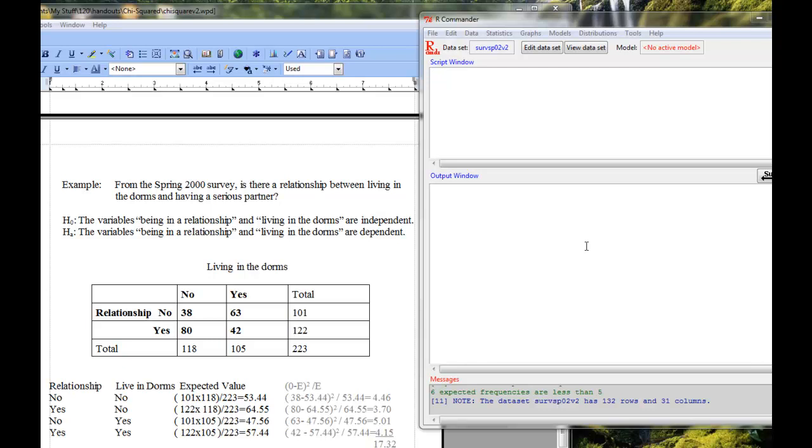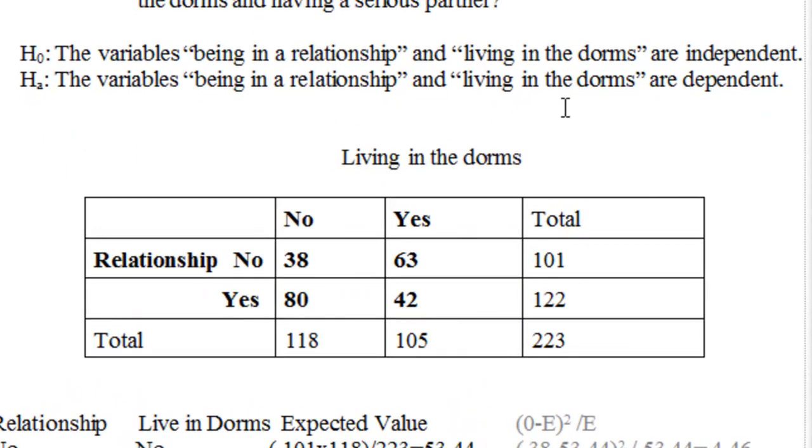Okay, so to start with, we'll look at this example that we looked at in class, and we are looking at the null hypothesis that the variables being in a relationship and living in the dorms are independent versus the alternative that those variables are dependent. Now, as is often the case when looking at two categorical variables like this, we don't have the raw data in spreadsheet form, where we have the data for each observation. Instead, the data has already been summarized in a two-way table.